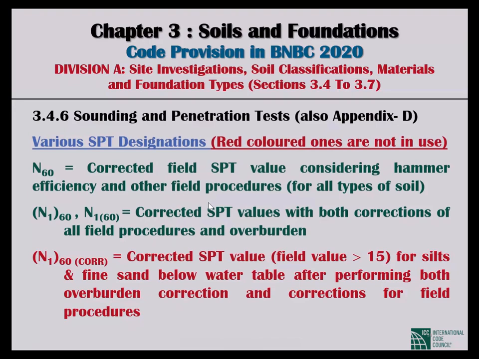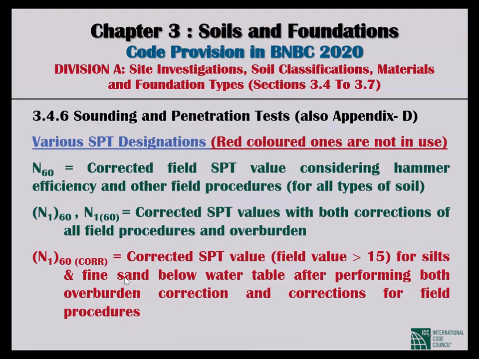And then again, we could have some other values, N160 written like this, or N160 written like this. This is the corrected SPT value with corrections for all field procedures and overburden. And this is only valid for sandy soil. This one is valid for all types of soil. But you get my point?